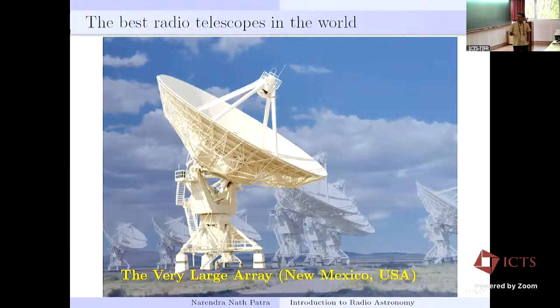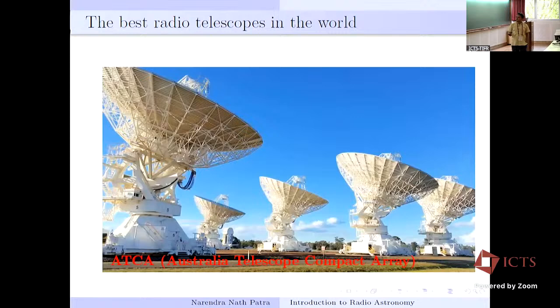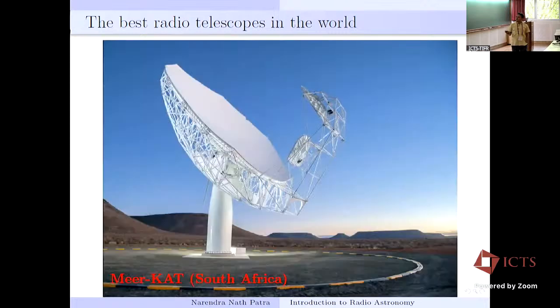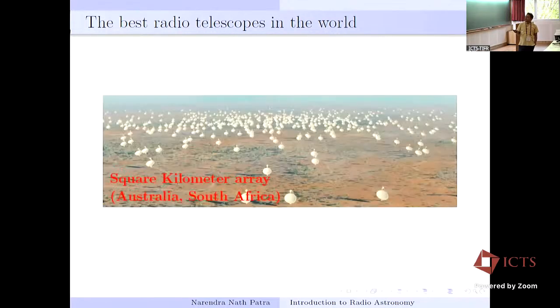Apart from their exciting science, they are very photogenic. This is the VLA, Very Large Array, in the USA. This is our own GMRT, Giant Metrewave Radio Telescope, in Narayangaon, Pune. This is ATCA in Australia. This is MeerKAT in South Africa, which would be part of SKA. This is WSRT, one of the earliest radio telescopes. And this is the whole SKA. This is an artistic impression, but these telescopes are being built now and will be completed in a couple of years. Okay, so I will stop here.